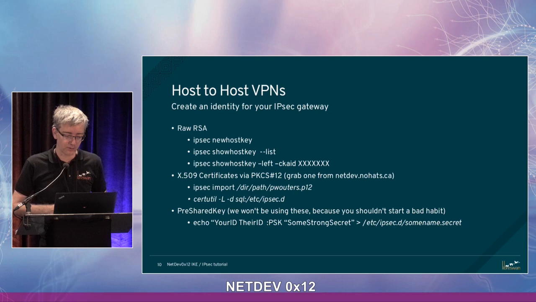So if you use ipsec showhostkey --list, it will show you all the ones you have generated. And if you want to have the public key that you can give to your other host to configure, you can use ipsec showhostkey --left or --right, and then the CKID that the list command shows you.